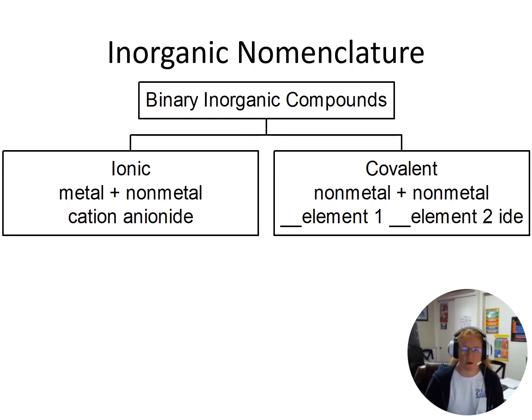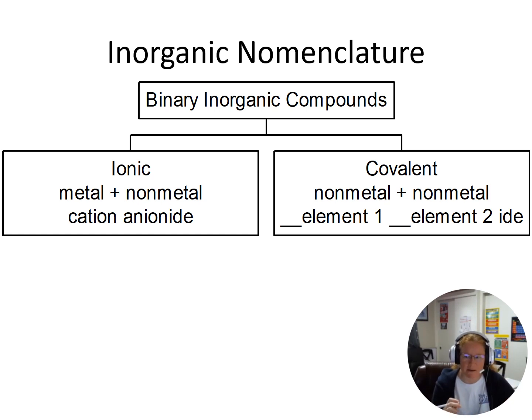Okay, and so what we'll see is with our ionic nomenclature, we're going to have a metal plus our nonmetal, or a metal plus our polyatomic ion, and so it'll be some sort of cation and then an IDE ending. So if I have something like potassium and oxygen, I would have potassium oxide. So there's that IDE ending. Now, what we'll see with ionic bonding is that we do a charge balance to figure out how many of each species are in the formula because we have charges there.